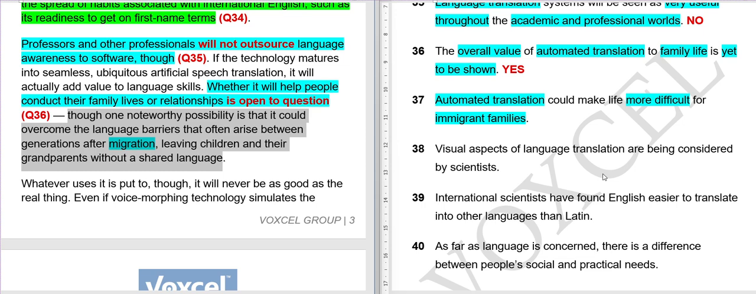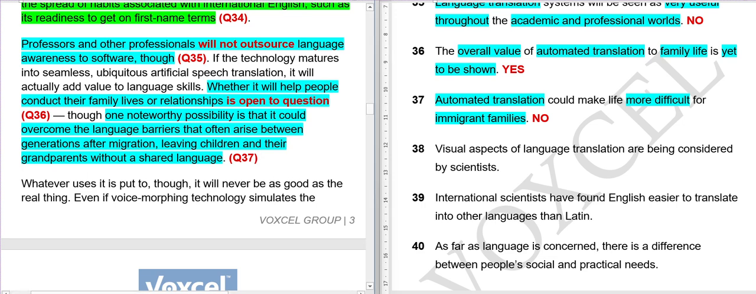Okay, time's up. And our answer to this question is no. I hope you got it right. Here it is written that life will become more difficult, but here they are clearly saying that one noteworthy possibility is that it could overcome the language barriers. If something is helping you to overcome something, that means it is helping you to solve that particular thing. So it is making that thing easier for you, not difficult. Clear?